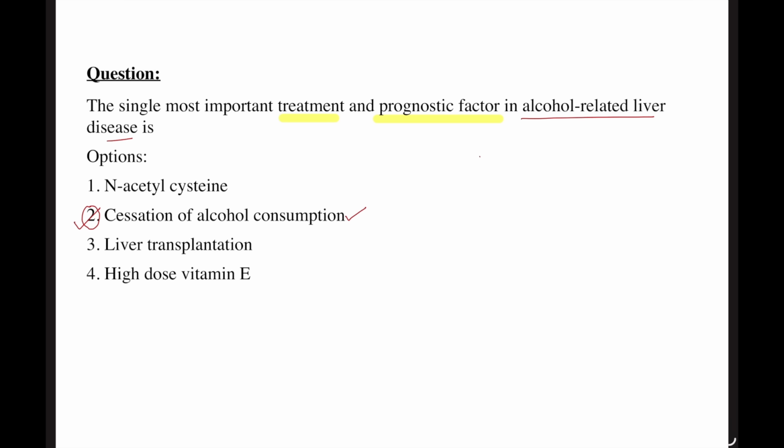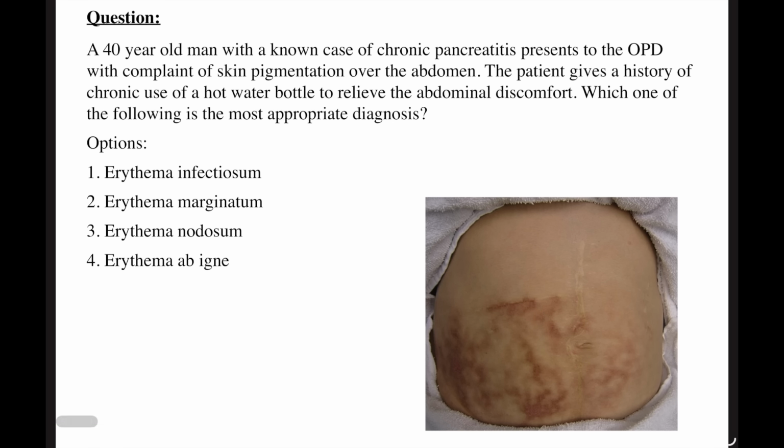And these are the lines taken from Davidson. Cessation of alcohol consumption is the single most important treatment and prognostic factor. Lifelong abstinence is advised in these cases. General health and life expectancy are also improved when this occurs, irrespective of the stage of the disease. So simple question, nothing much to discuss, but anything related to alcohol related liver disease is important from the gastrointestinal system of UPSC CMS general medicine.